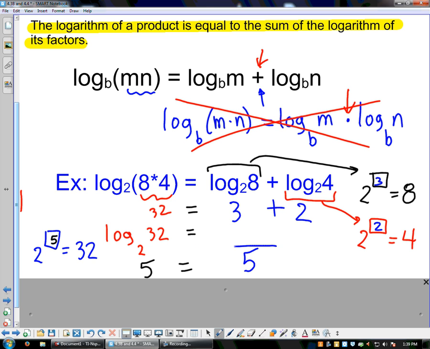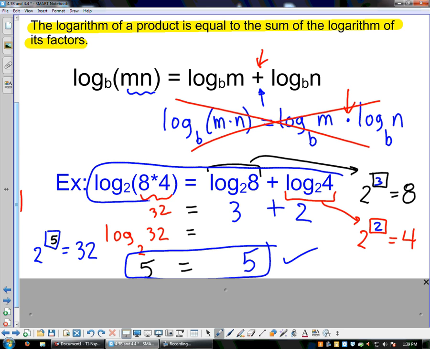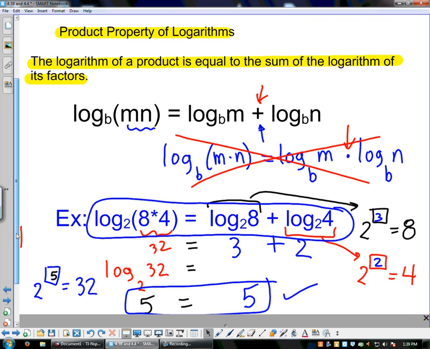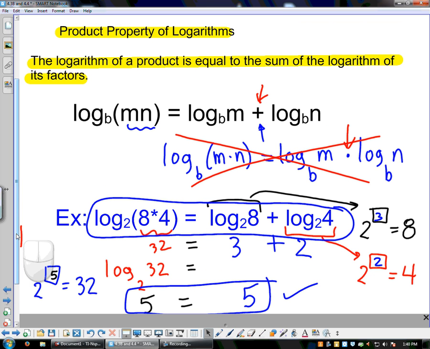So we do get a true equation, 5 equals 5. So this is a true statement here. And this is an example of the product property of logarithms.